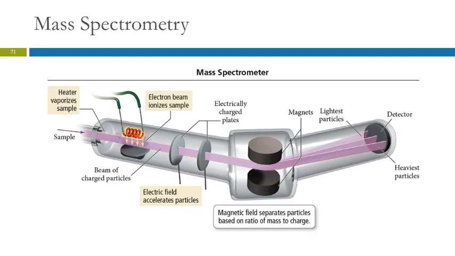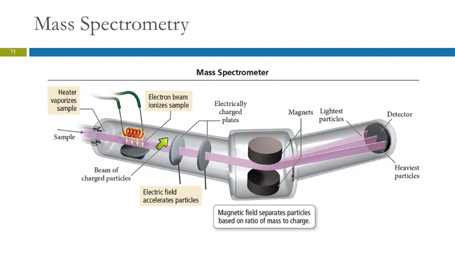So this is an evacuated chamber, because we don't want these particles running into gas molecules and doing stuff we don't want them to do. So you stick your sample in through this end. There's a heater that vaporizes it. So no matter what state it's in, it becomes a gas. It goes through some ionizing electron beams and then gets a negative charge.